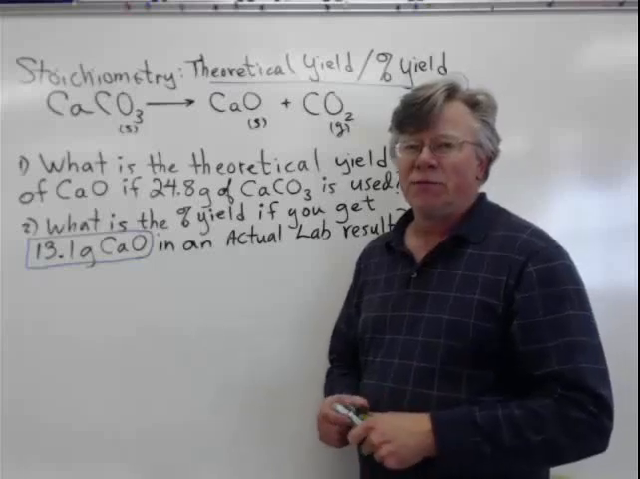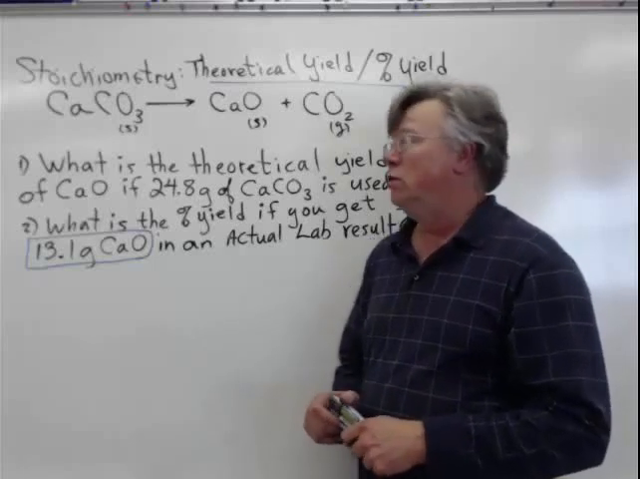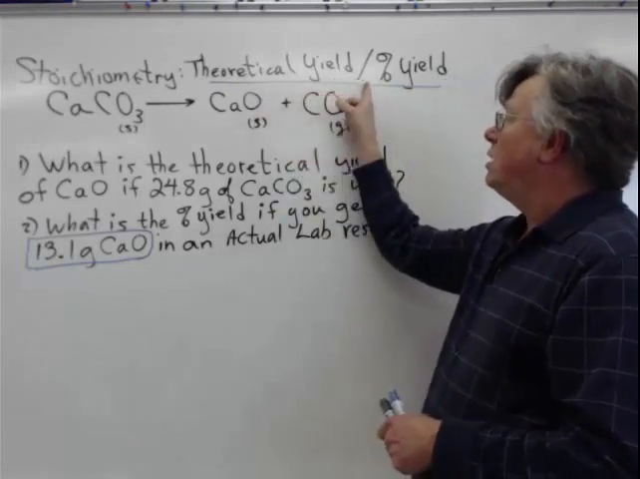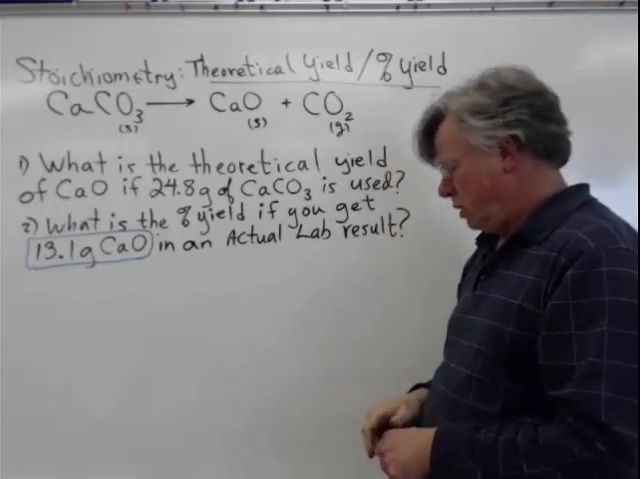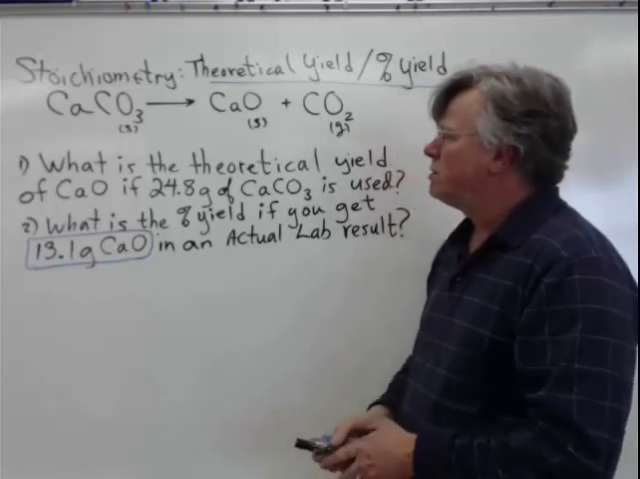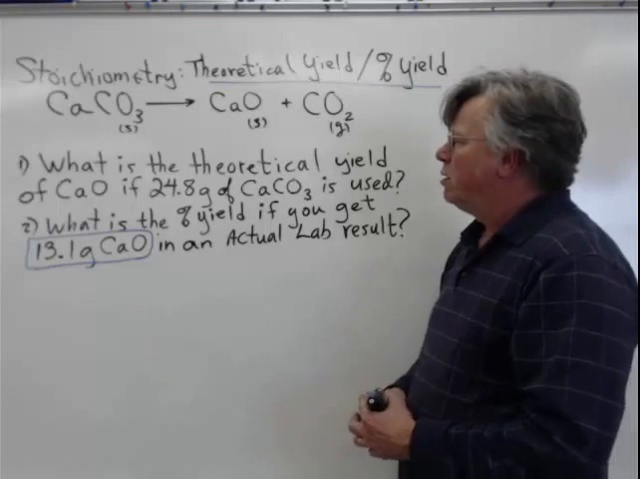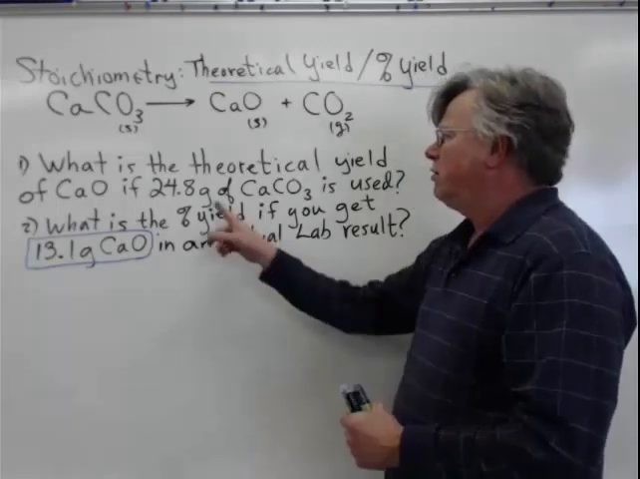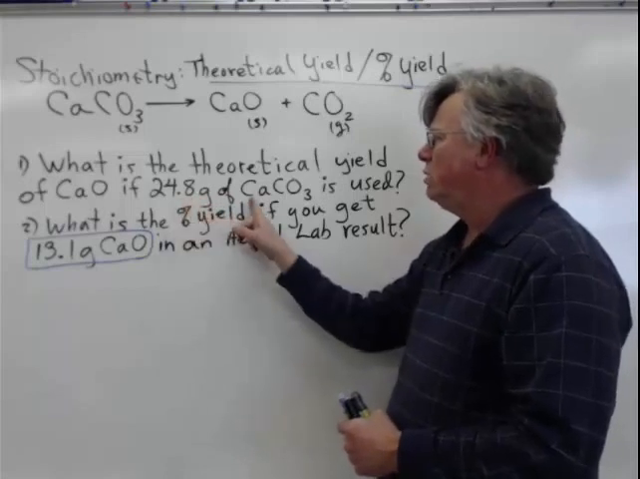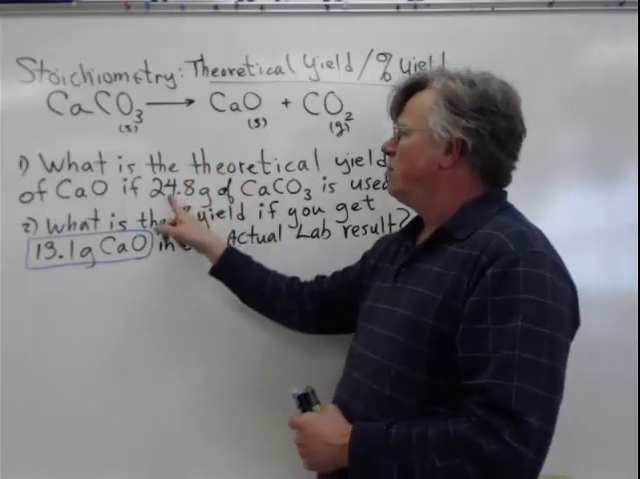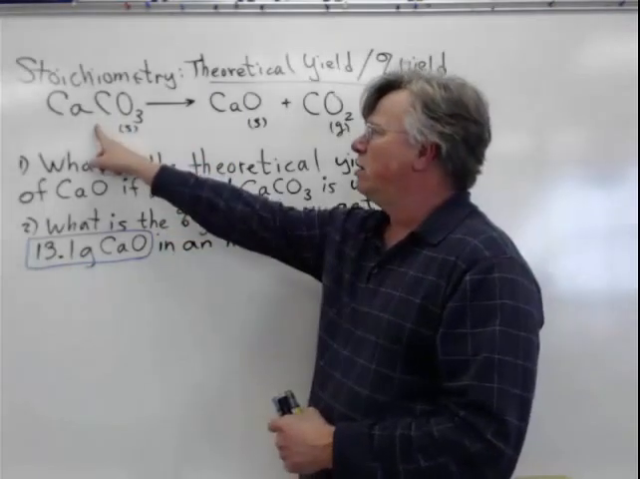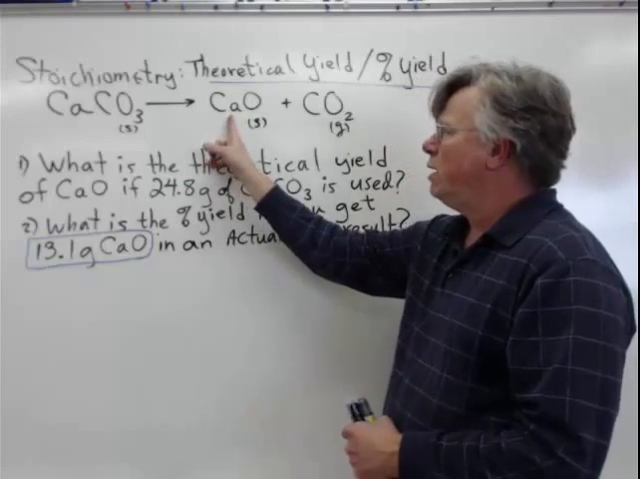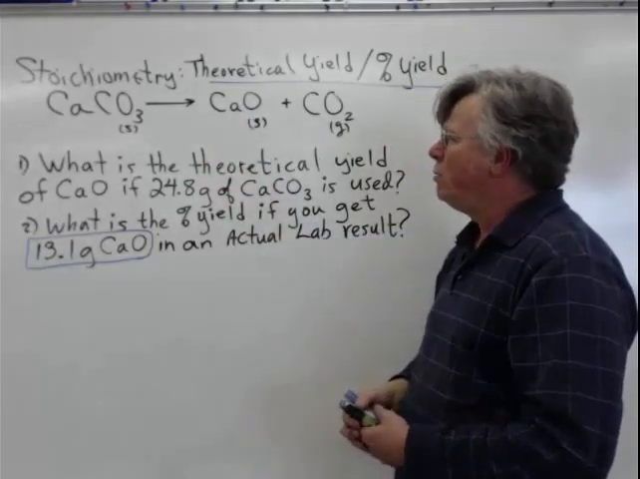Professor Kleinium here. I'd like to do a practice problem with you for stoichiometry, theoretical yield, and percent yield. Sometimes this type of problem comes up. You're asked to find the theoretical amount of product that can be made given a certain amount of reactant. So I'm given 24.8 grams of this reactant, and I'm asked how many grams of product could theoretically be made. This is a very standard type of problem.